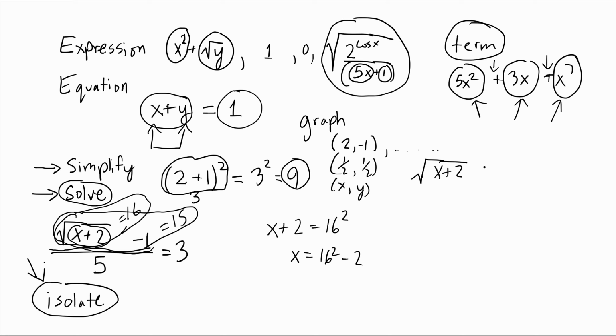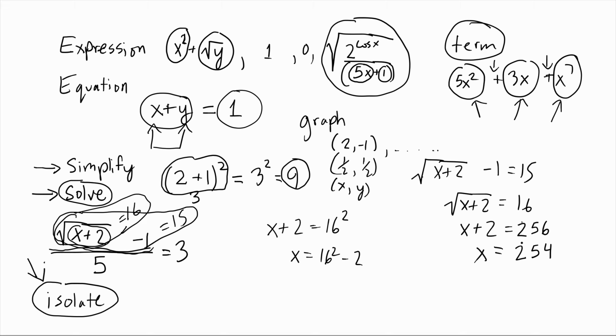Square root of quantity x plus 2 minus 1 is equal to 15. Then you can add 1 to both sides. Great. You can square both sides. That is equal to 16 squared, and we can even compute what 16 squared is, which should be 256. All right, and then you can subtract 2, and you get 254. Okay, so we successfully worked through that process.